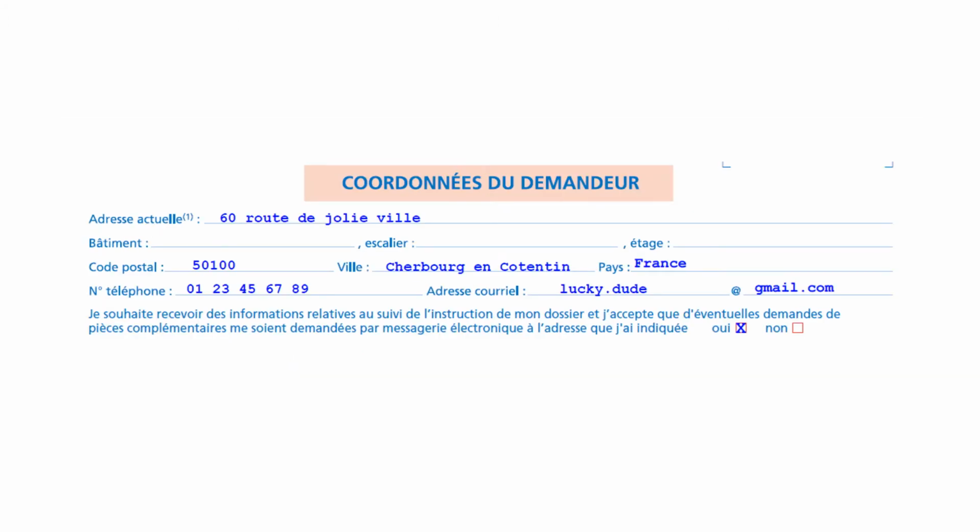Next, you're expected to provide your personal details under the contact details section. You must enter your complete current address as well. Enter your telephone number, landline or mobile line, and your email address. It's important that you enter your most recent information, because if the prefecture needs to contact you, they can do so very easily.